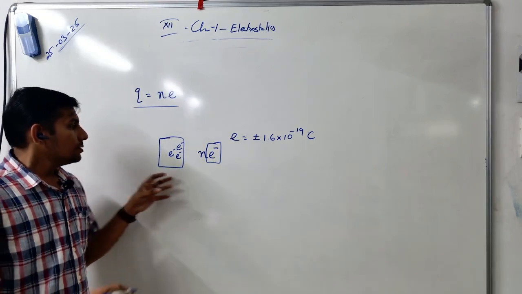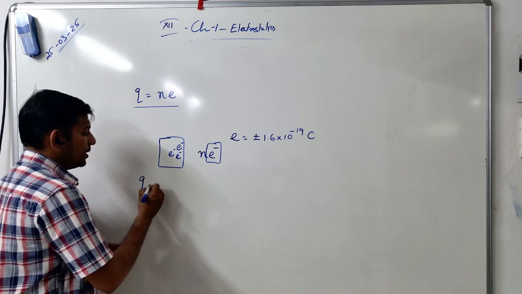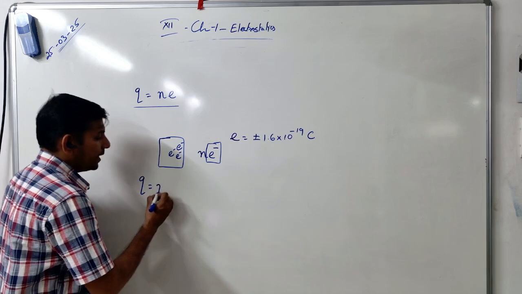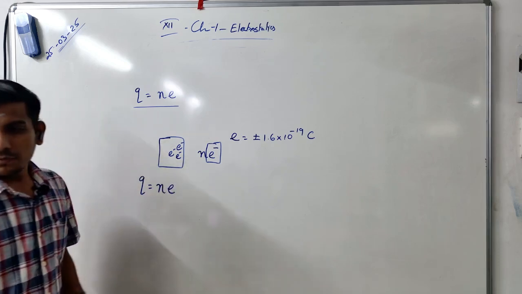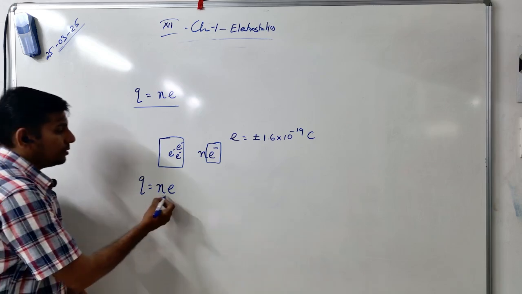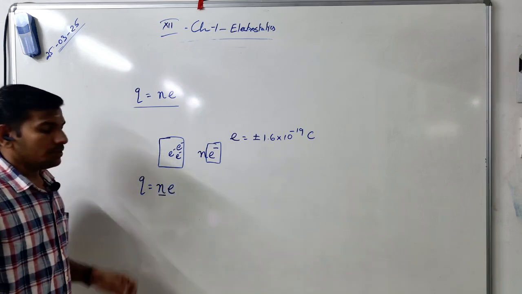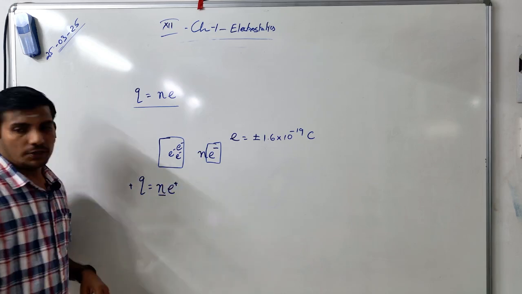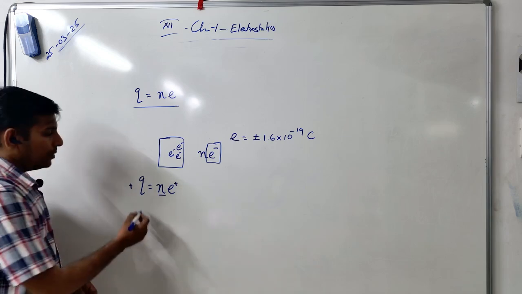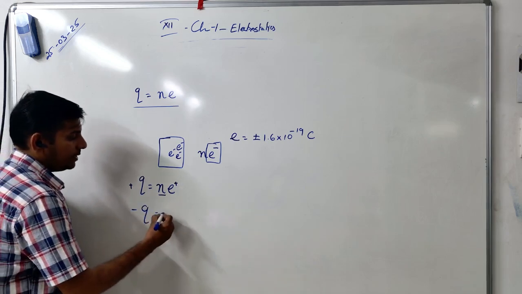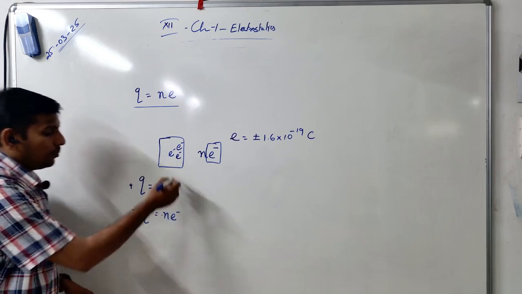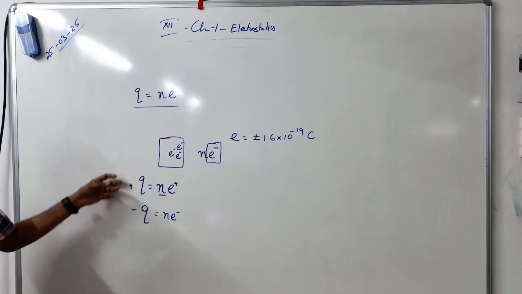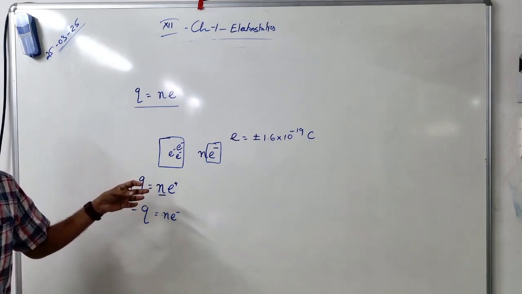So here we go. If I have a charged body, in any charged body, the net value of charge Q is equal to N into E. It is the integral multiples of the charges. If this charge is going to be a positive charge, then the E assumes positive sign. If this charge is going to be a negative charge, the E assumes the negative sign. They indicate whether the charge is positive or negative.